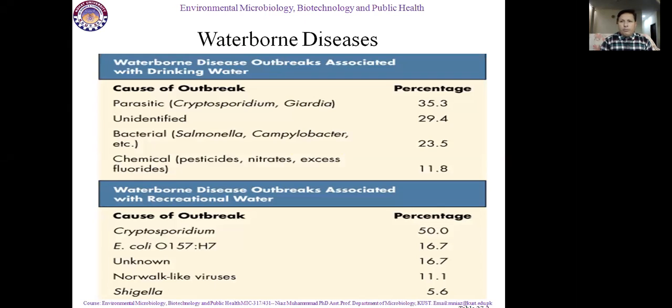Previously we were talking that microorganisms are very important for this environment, for this soil. Microorganisms are responsible for managing the ecological system in a balanced form. But when these microorganisms are present in water in excess, they cause some problems. If such water is used by humans, it causes disease. Here we can say waterborne disease: waterborne disease outbreak associated with drinking water.